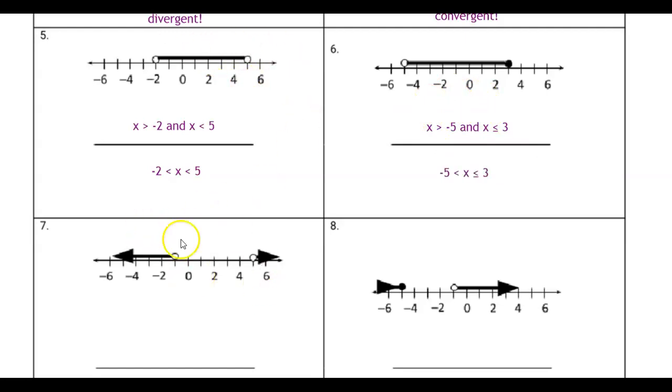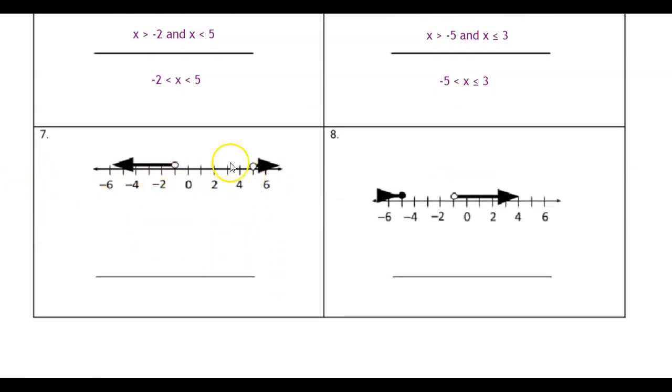Almost done. Now we're taking a look at number 7, which looks like it is divergent. These graphs split apart. So let's see what it looks like. Starting at -1, so we place the -1 here. Shaded downward, so we say less than, open circle, so not less than or equal to. Starting at 5 and going upward, so x is greater than 5.